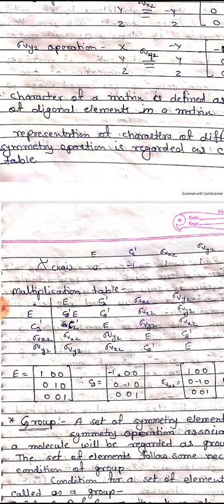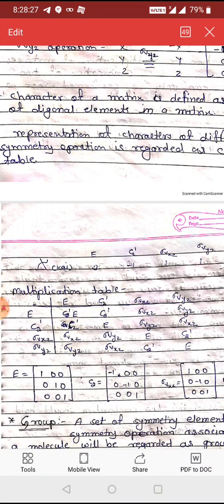Similarly, in the second column, we will multiply the operations shown at the far left end of the table by the C21 operation. Again, if the C21 operation is combined with the identity operation, you will get C21 only. Therefore, in the second column of the multiplication table, it is shown as C21 only.